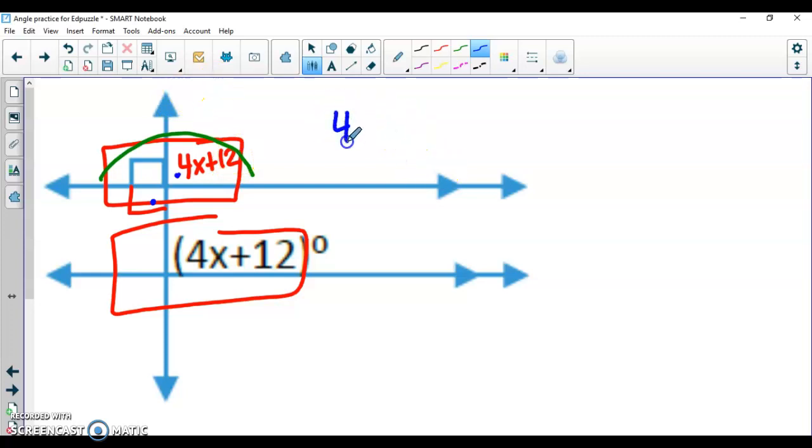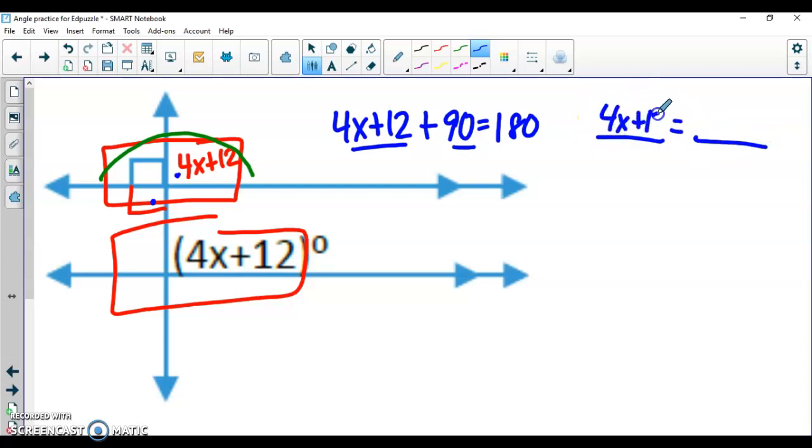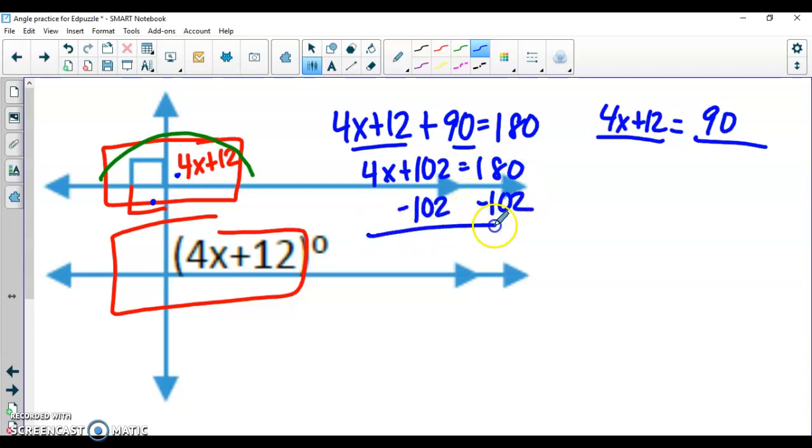So you're either going to have 4x plus 12 plus 90 equals 180, blank plus blank equals 180, or blank equals blank, 4x plus 12 equals 90. Either way, you're going to have 4x plus 102 equals 180. Subtract your 102. 4x is equal to 78. So 78 divided by the 4 is going to give you a 19.5 degree angle for x.